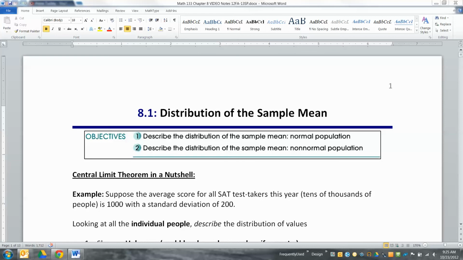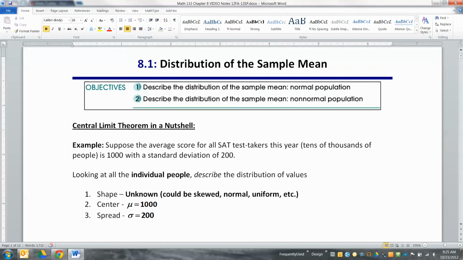So let me see if I can describe it. Suppose the average score for all SAT test takers, the SAT being an exam that you take in the US to get into college in many states, so tens and tens of thousands of people, is 1,000 with a standard deviation of 200. Looking at every single individual person that took the test, describe the distribution of values.